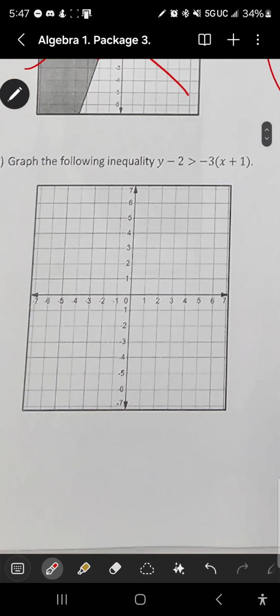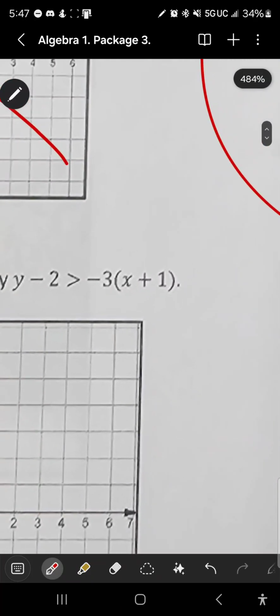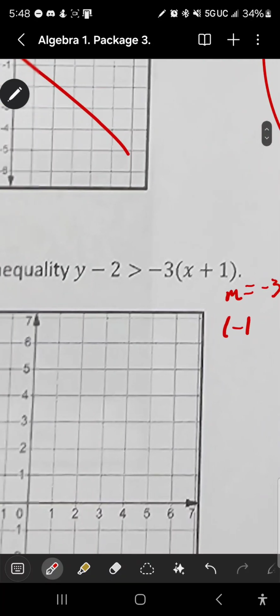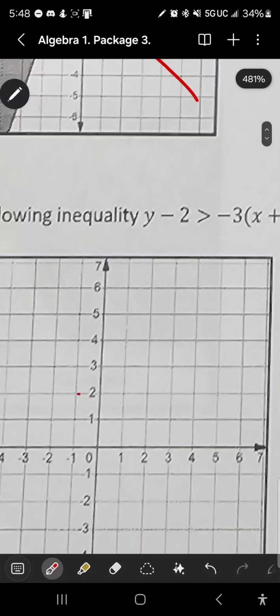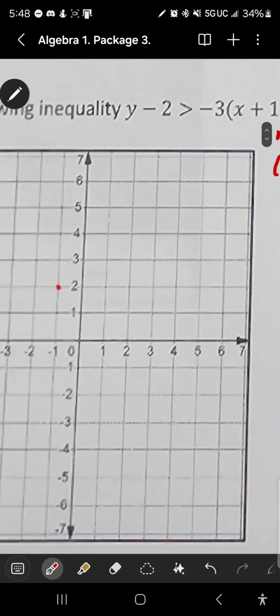Now let's see the next one. We have the following inequality, so we can use either method. I'm going to start with the point. Based on the formula, we know that the slope is going to be negative 3, and the point will be negative 1, comma 2. So I'm going to plot negative 1, comma 2, and I'm going to make a slope of negative 3, which is rise over run.